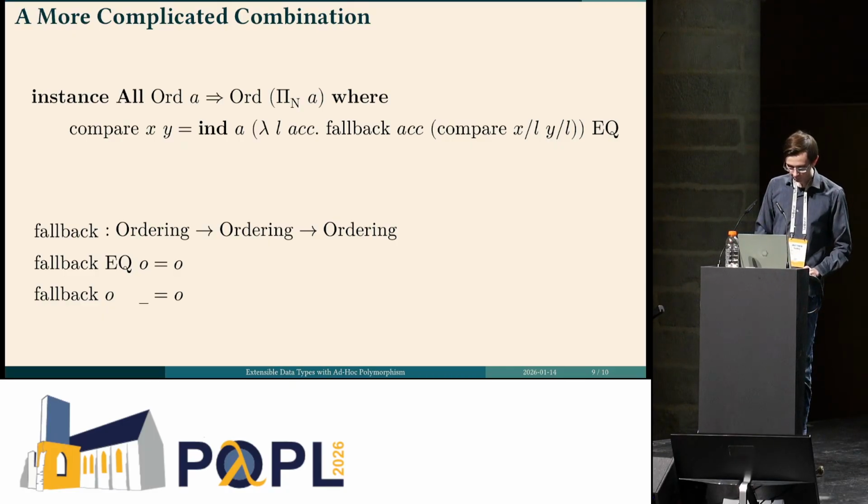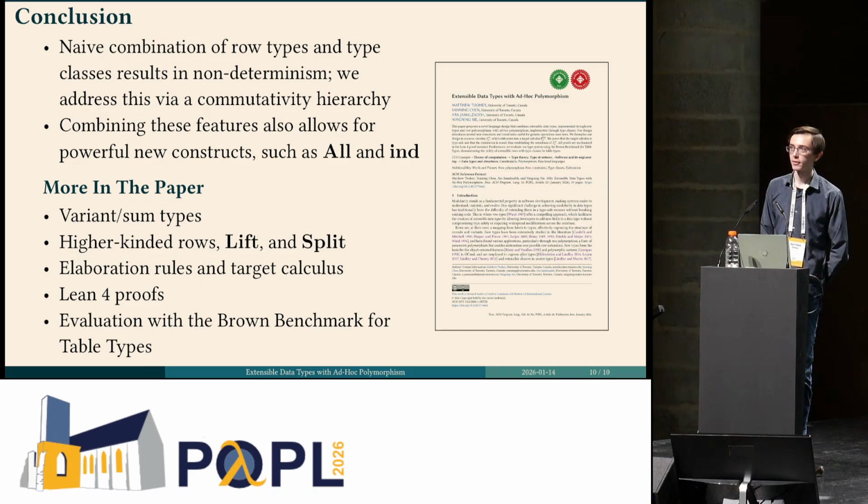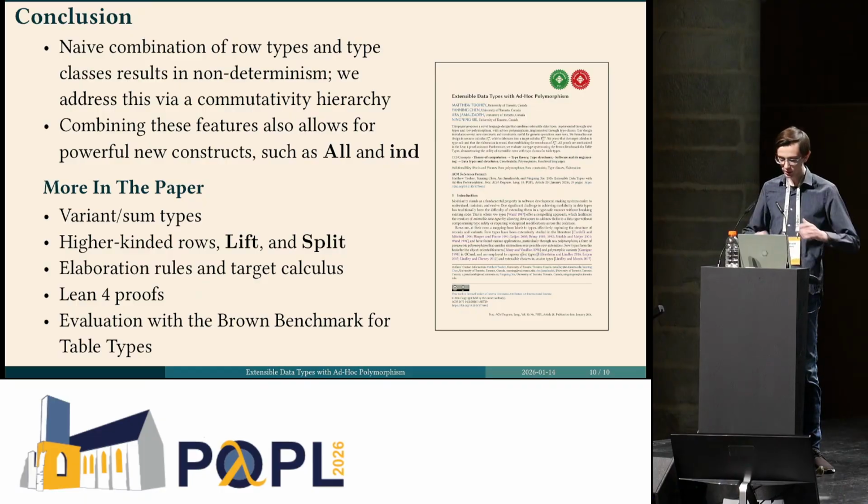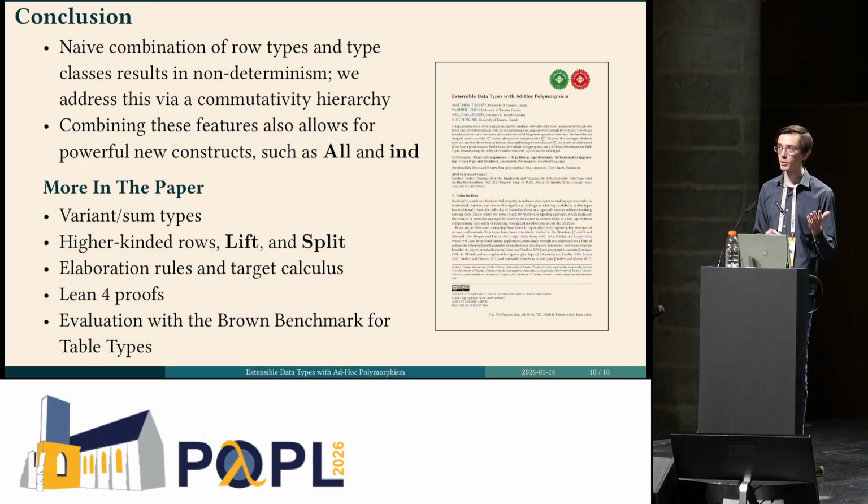Okay, so that's the general idea of our system. So to sum things up, basically the naive combination of row types and type classes results in the non-determinism that we saw. And we fix this by introducing different commutativities and a hierarchy within those so that the user can control for exactly the behavior that they want in the cases that they're dealing with. And second, by combining these two features together, we allow for some really powerful new constructs, such as all and end, which we saw in the previous example. And there's lots more in the paper, so I'd recommend reading it if you're interested.